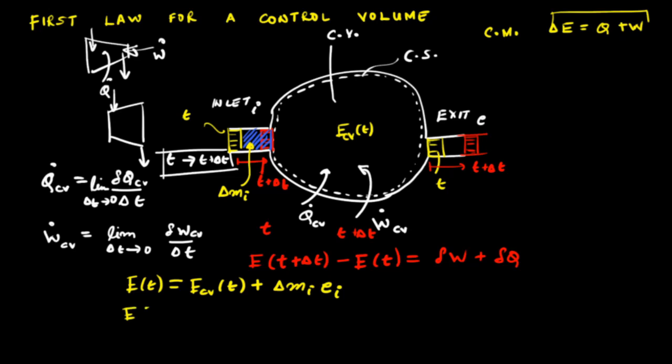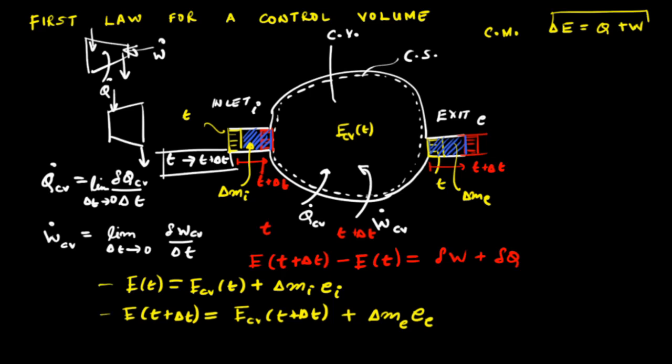Similarly, energy of the control mass at time t plus delta t is E CV at t plus delta t, because now we are not having a steady state, so the energy within the control volume can also change with time. Plus, this is the mass of the substance enclosed between the piston and the control surface, and that is delta m e times the specific energy at the exit conditions, the energy of this mass enclosed between the control surface and the piston at the exit. Using these two values, we can expand the terms on the left hand side of this equation.